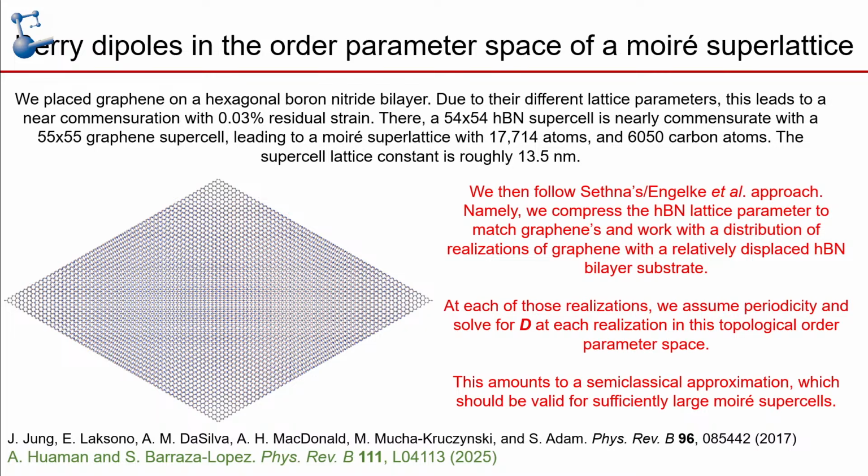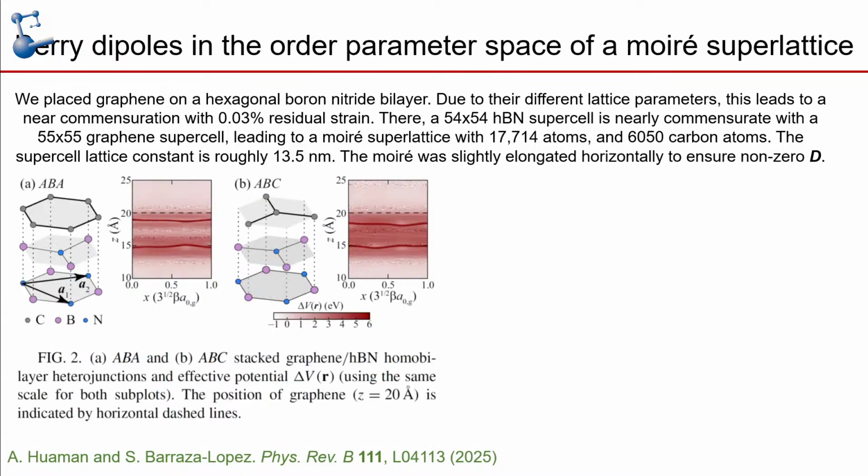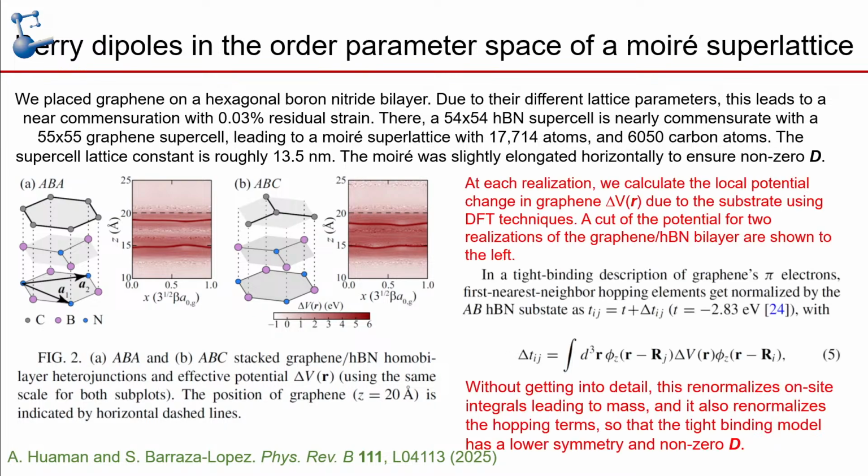And so we're going to be calculating the Berry dipole in this distribution of registries. We do this using DFT, briefly, for every configuration, for every realization of relative sliding. We can calculate the change in the local potential, okay? And that change in the local potential is going to be fed into changes of hopping integrals and on-site terms.